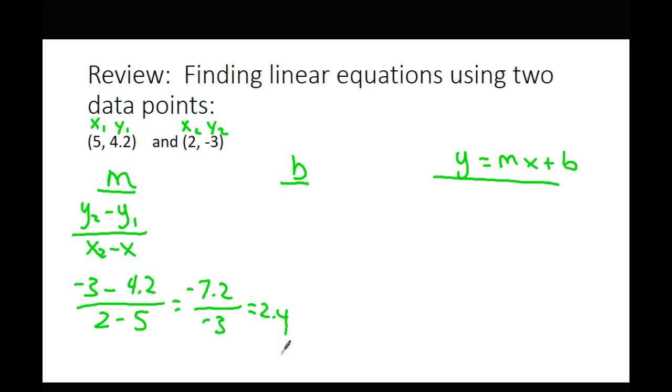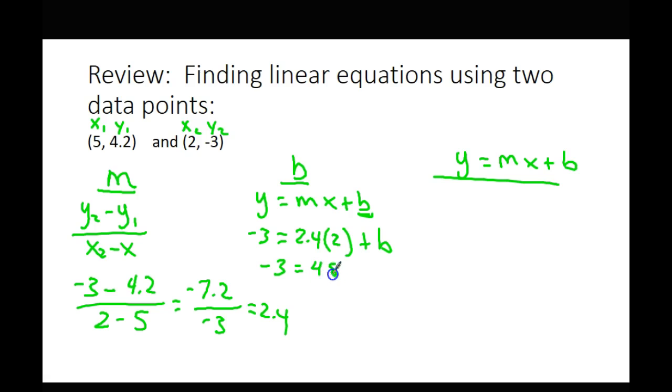Okay. Then we got to find our b value. The way that you find your b value is you just plug stuff in, right? I want to figure out what this is, so I need to plug in everything else. So I need a y value, an m, and an x. So I'll go with the one that doesn't have as many decimals in it. I'll plug in negative 3 for my y. I'll plug in my slope, which was 2.4 that I just found in my last step. And then my x value is 2. So if I solve this, I get negative 3 is equal to 4.8. That's what 2 times that would be.